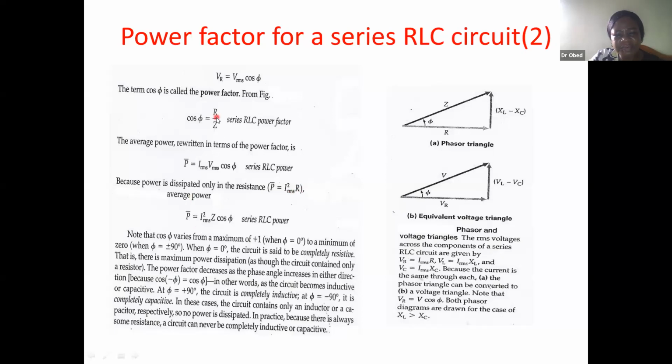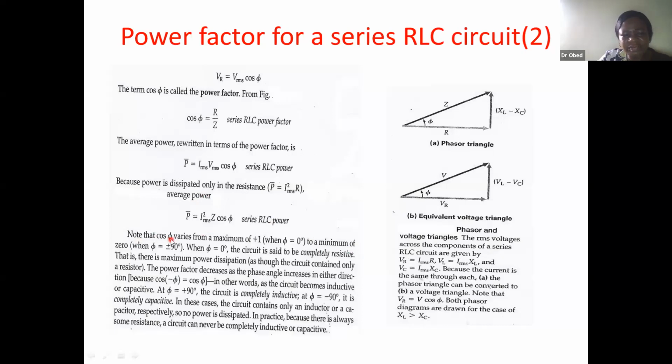If you make R the subject of the formula here, you have Z cos phi. And if you insert Z cos phi in this equation, you have I RMS squared Z cos phi, giving us the average power. This is also known as the series RLC power. This equation holds for power factor. So depending on what you are given in your question, you can either use this formula or this. So let's look at this.